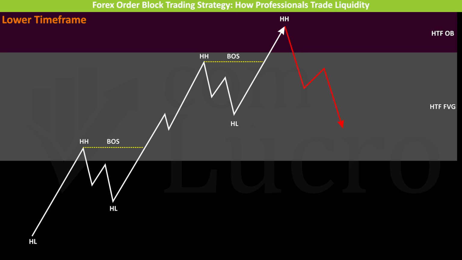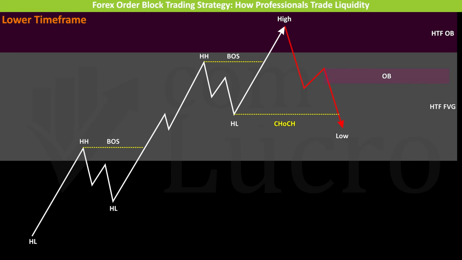Once this reversal is confirmed, we wait for the market to form new bearish order blocks on the lower time frame, and then take the trade. This is why the method is known as order block within order block. It's important to note that the lower time frame order block does not always need to be fully contained inside the higher time frame order block zone.